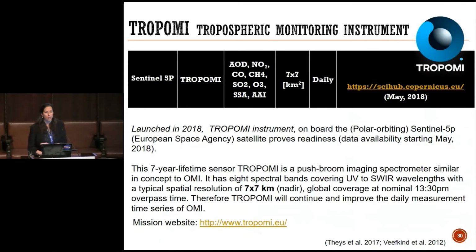I didn't mention that OMI has very unique variables, but it has a very coarse resolution of 13 by 24 kilometers. In 2018, the TROPOMI on the Sentinel 5P from the European Space Agency was launched, and it continues the OMI legacy, providing very similar variables, just in a much higher resolution of 7 kilometers. The algorithm was developed in collaboration with NASA.